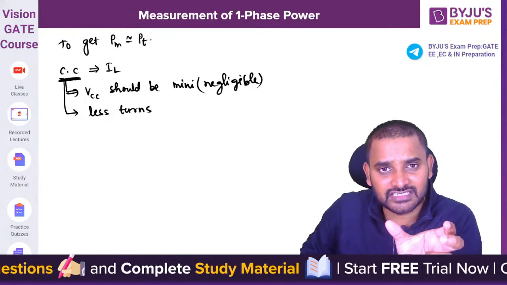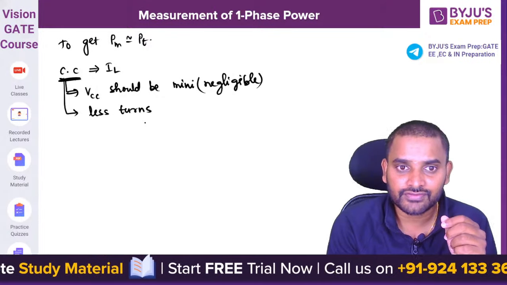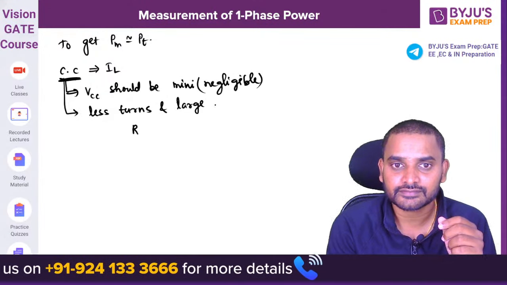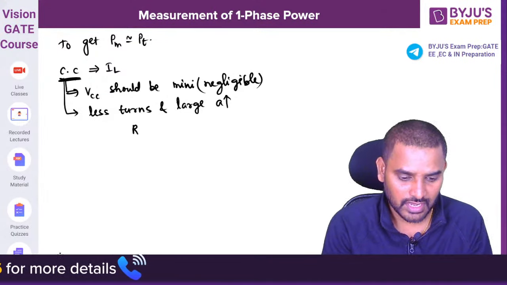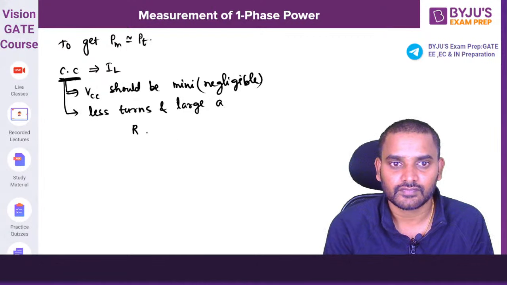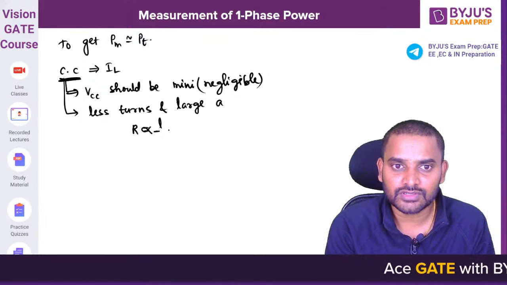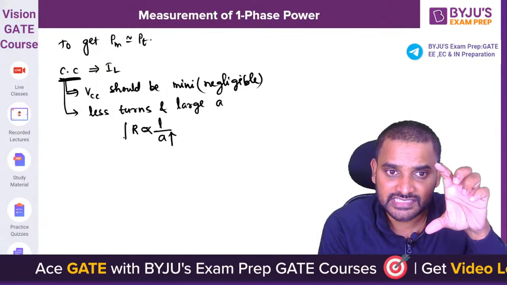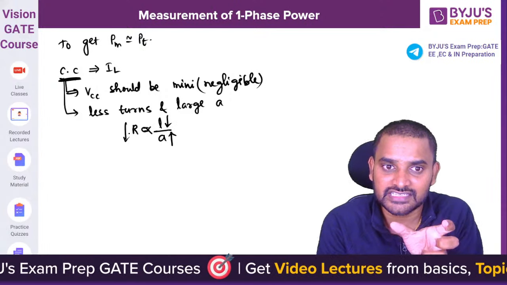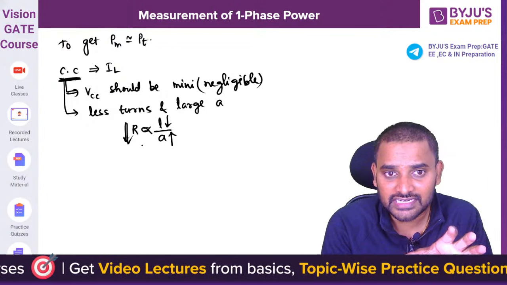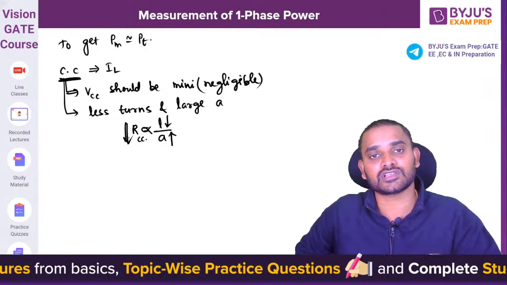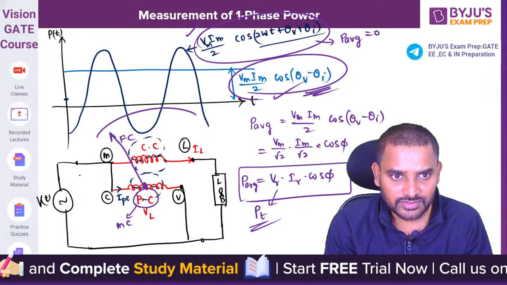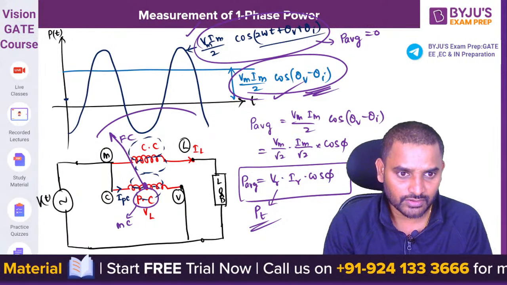If you design with less turns and huge area of cross section, R is proportional to L and inversely proportional to area. If area of cross section is more, resistance is less. If length of the turns are less, resistance is still less. So the current coil resistance is going to be as minimum as possible so that the drop is going to be 0.